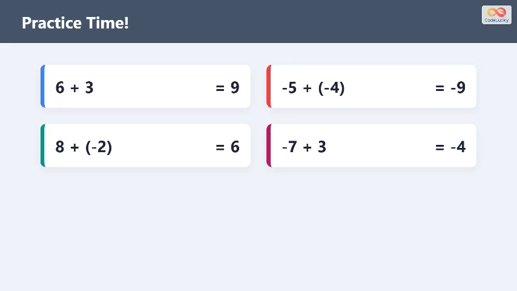Let's look at a few examples. 6 plus 3 is 9. Negative 5 plus negative 4 is negative 9. 8 plus negative 2 is 6, because 8 is larger than 2. And negative 7 plus 3 is negative 4, because 7 is larger than 3 and it is negative.